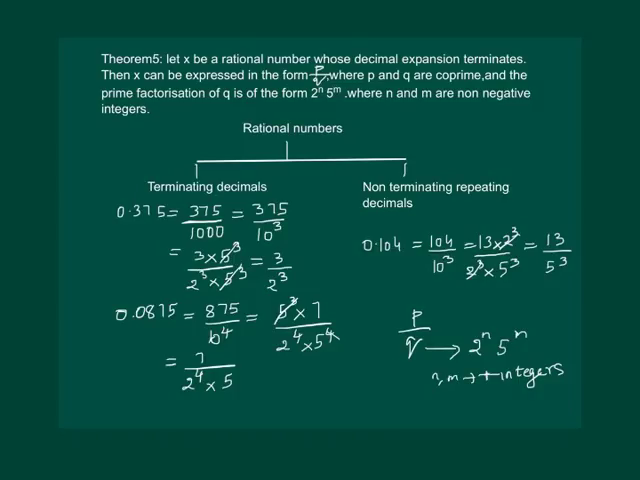So now if you read the theorem, you will understand it better. It says that let x be a rational number whose decimal expansion terminates. That means it is one of the terminating decimals. Then x can be expressed in the form p by q, where p and q are co-primes. We have done this in each of these cases. And the prime factorization of q is of the form 2 power n 5 power m, where n and m are non-negative integers.